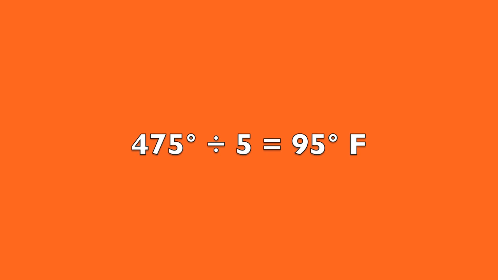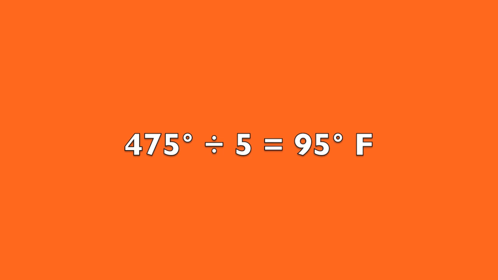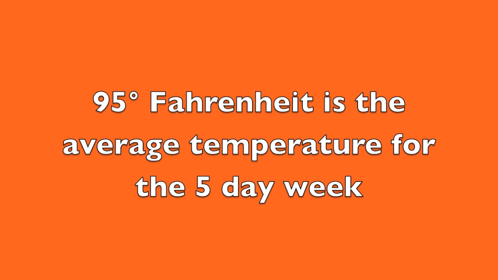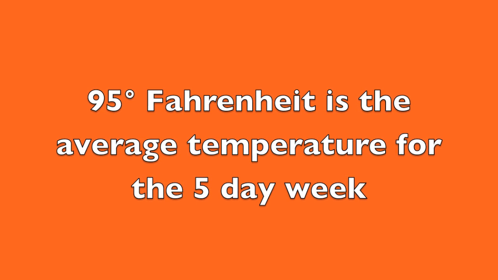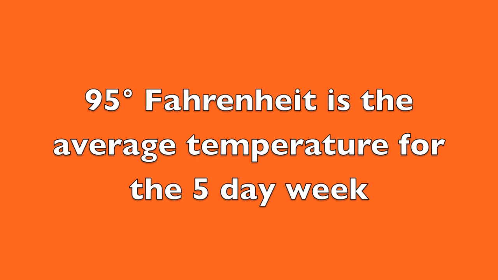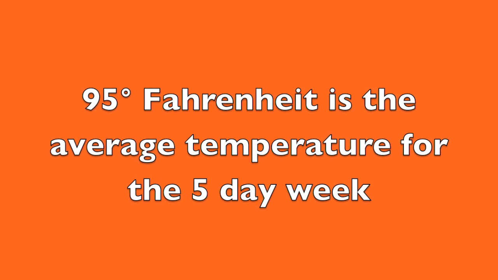The sum of these 5 daily temperatures is 475. We now take this sum and divide it by 5 because that is the number of daily temperatures in finding our weekly average. 475 divided by 5 is 95. 95 degrees Fahrenheit is the average temperature for the 5-day week.